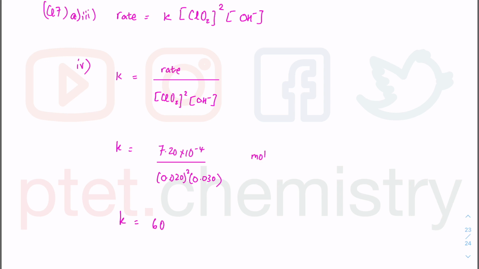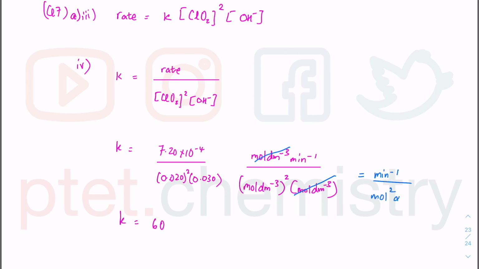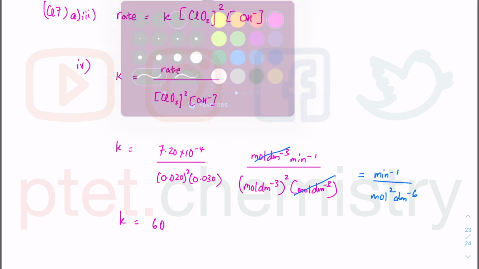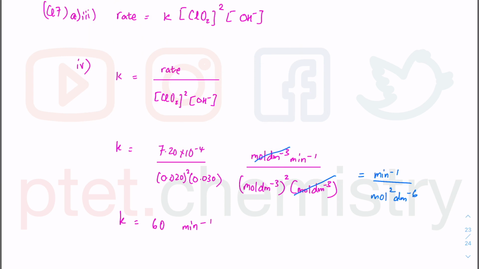Your rate has a unit of mole per dm cube per minute in the table given for free. Your concentration has mole per dm cube squared, and then you have another mole per dm cube from the OH minus concentration. Hopefully you can see the mole per dm cube cancel out, and you get minute minus 1 over mole squared dm minus 6. And of course that is not how you leave your final answer. You have to express it in the simplified form, all in one line. So this looks better now: mole minus 2 dm plus 6 minute minus 1.